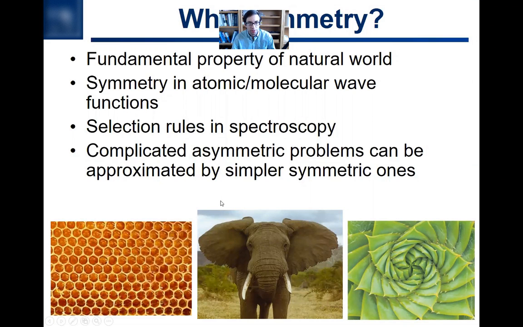So why do we want to do symmetry? Well, why is it important? It's a fundamental property of much of the natural world. You can see in these organisms here, right? There's obviously lots of symmetry. But more than that, more related to our case of chemistry, is that there is symmetry intrinsic in the atomic and molecular wave functions embodied by quantum chemistry. So this is where this all comes from.